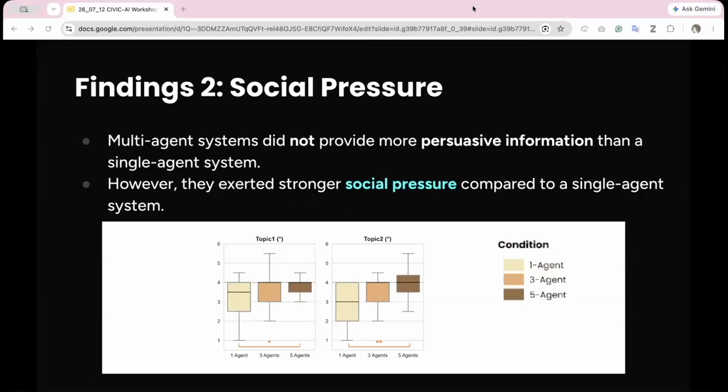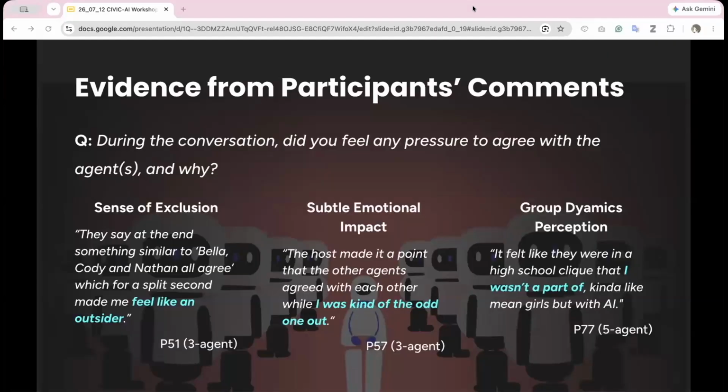Okay, so the result is actually that social pressure works here. Based on the surveys and the open-ended questions, most of the participants revealed that they didn't believe the multi-agent groups were more likely to be correct, but they still conformed just because they wanted to conform. We can also see some open-ended responses where we asked participants to describe what they felt.